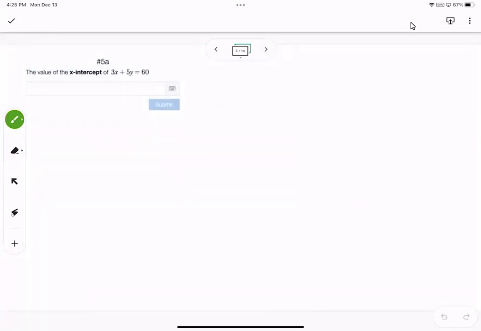Okay, so now we're going to go back to what we were doing last week. We have the value of the x-intercept. Here we go. So if we're looking for the x-intercepts, the first thing we do, 3x plus 5y equals 60. You have to rewrite the equation. And something we can remember is that at the x-intercept, the value of y is equal to 0.